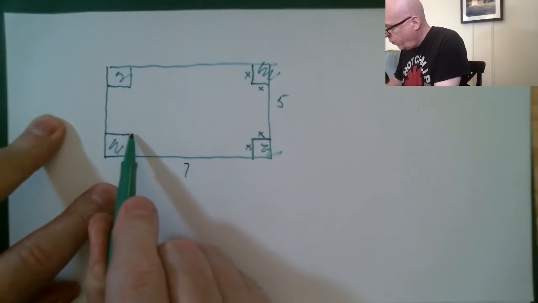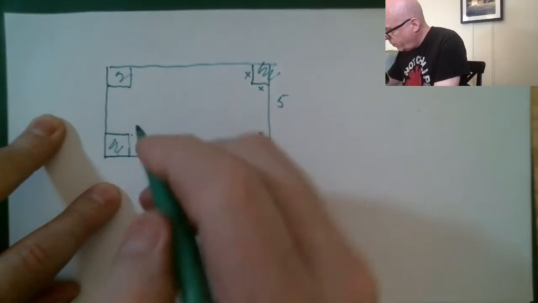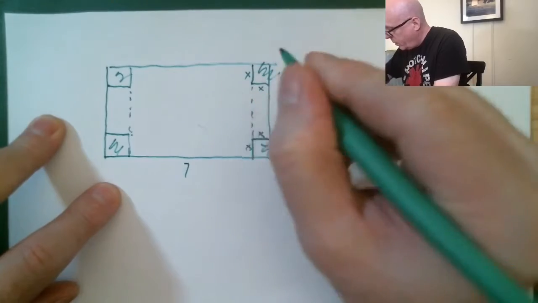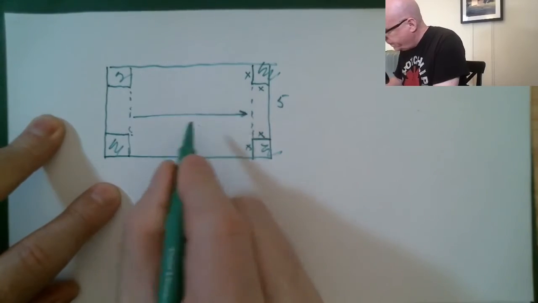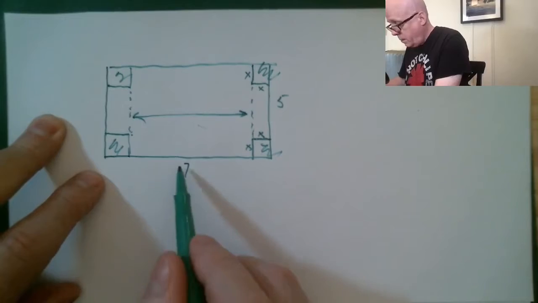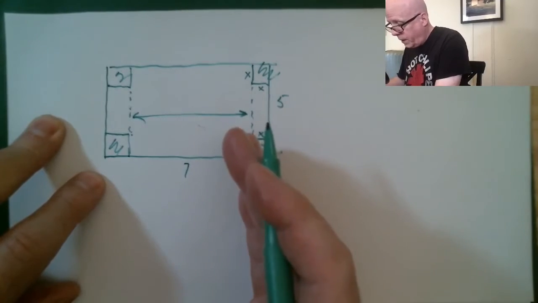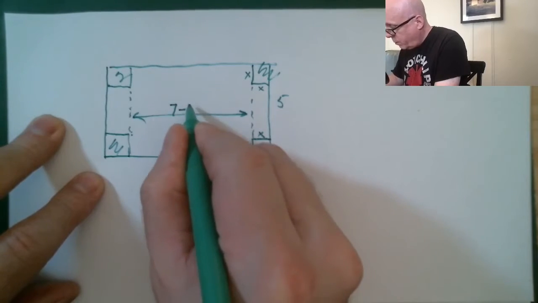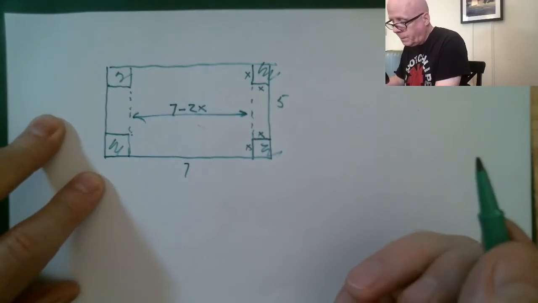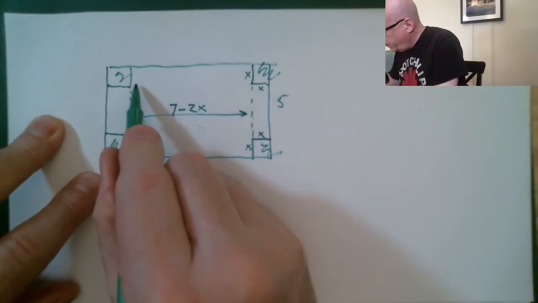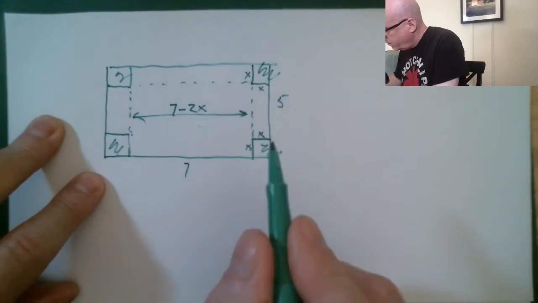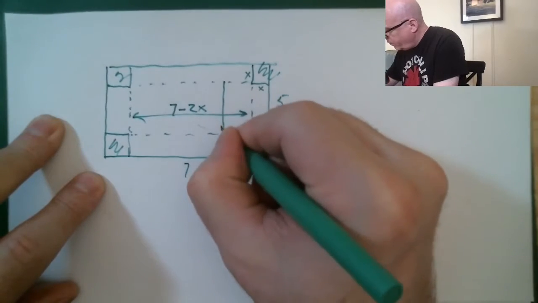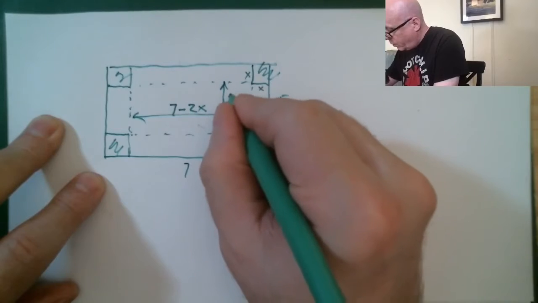Well, the width of the box is actually the dimension from where we folded the metal to the other side. In other words, this length from here to here. And that's no longer 7 because we brought it in x from this side and also x from that side. So this dimension is actually 7 minus 2x. And in the other direction, remember where the fold lines lined up with the notches, the dimension is going to be 5 minus 2x for similar reasons.